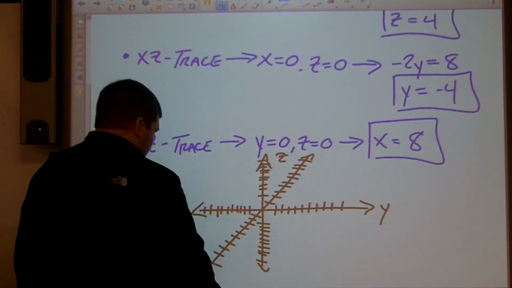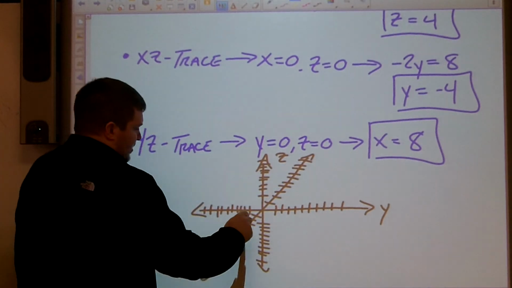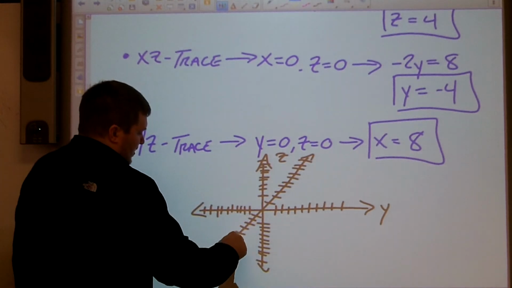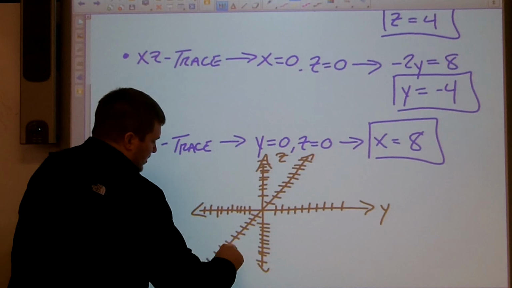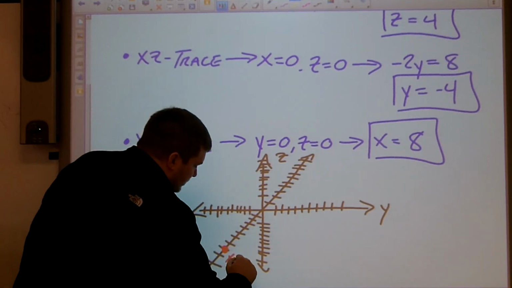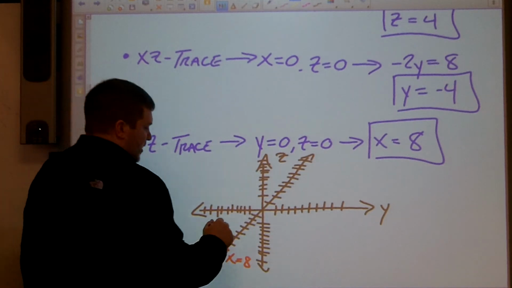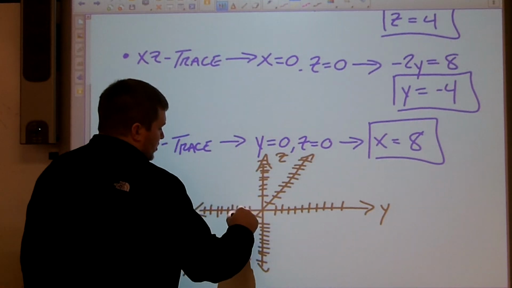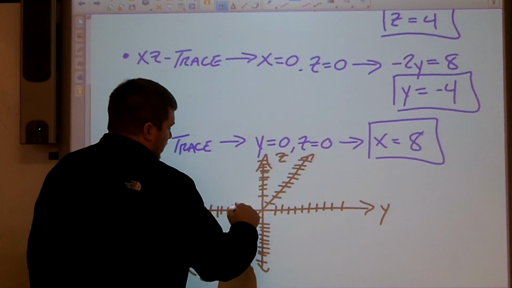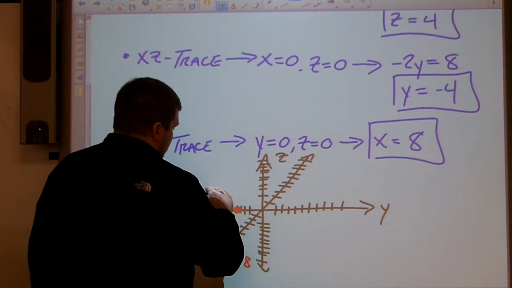Okay, so my first trace told me x equals 8. So 1, 2, 3, 4, 5, 6, 7, 8. So that's x equals 8. Okay, my next trace told me y equals negative 4. So I go to the left. 1, 2, 3, 4. So right here, so that's y equals negative 4.